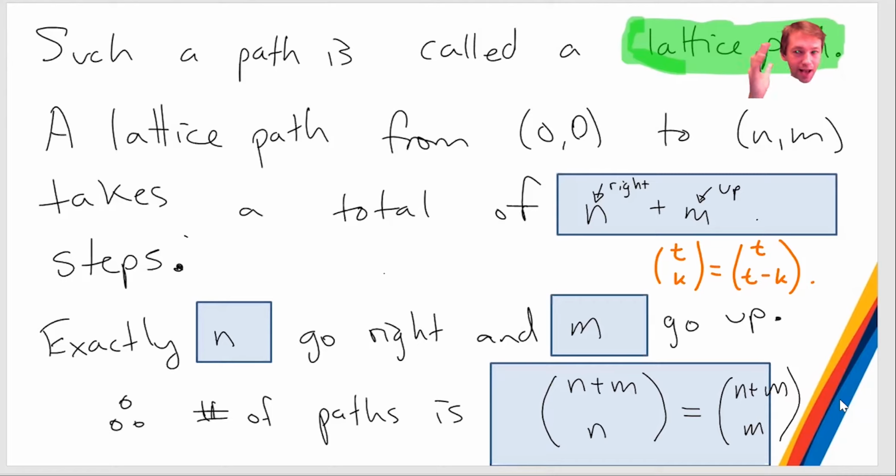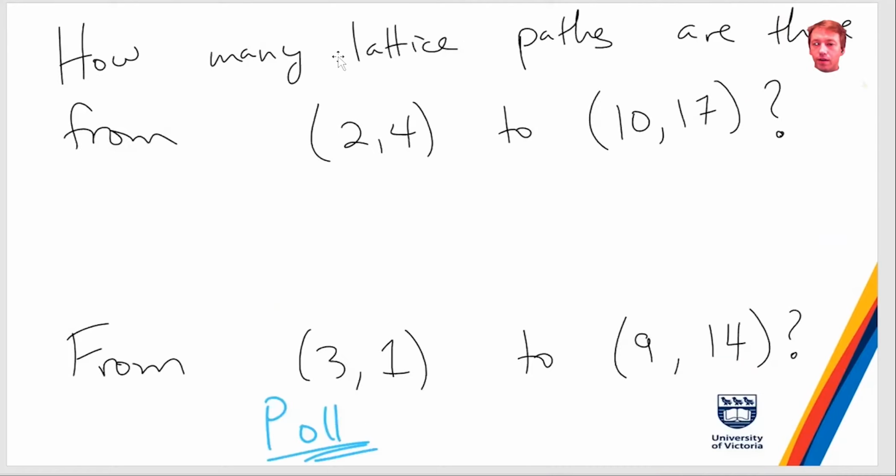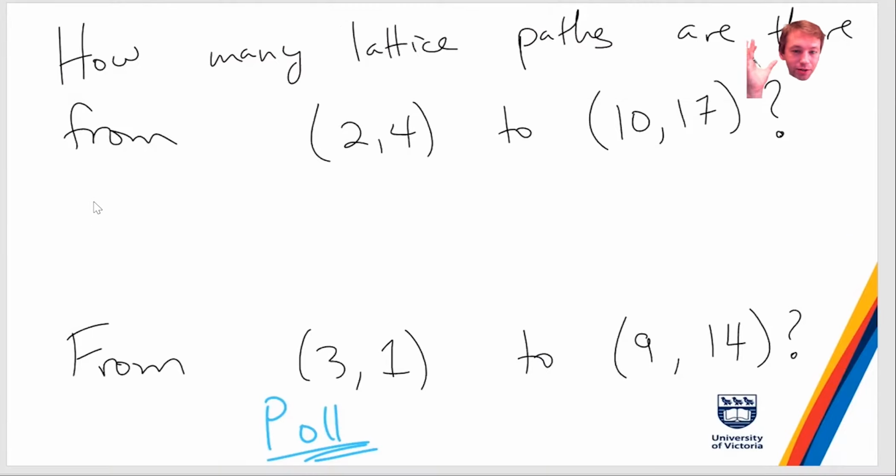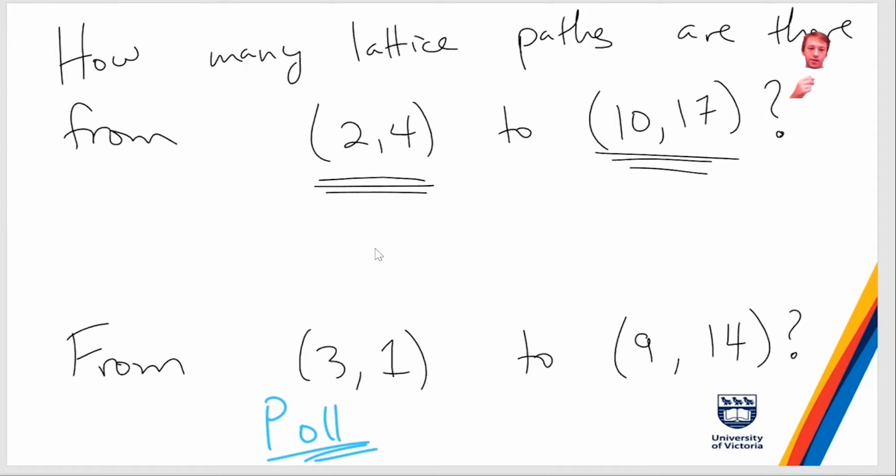So whenever I talk about a lattice path, this is what I mean. Just for the sake of completeness, a lattice path doesn't have to start at the origin. The only rule about a lattice path is it has to go up or right in every step, but it can start anywhere. So let's suppose I start at 2, 4, and I go to 10, 17. I'm not starting at the origin, I'm starting somewhere else.